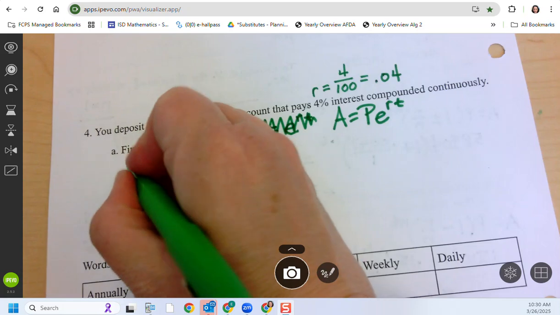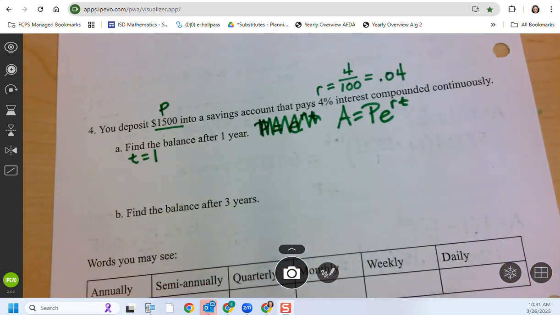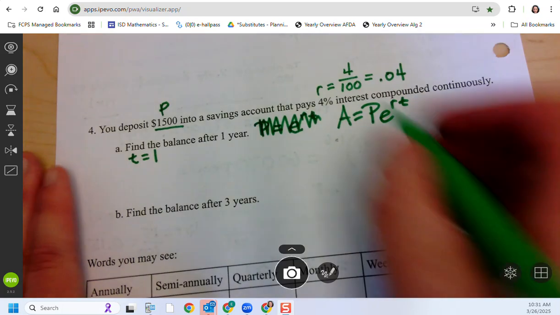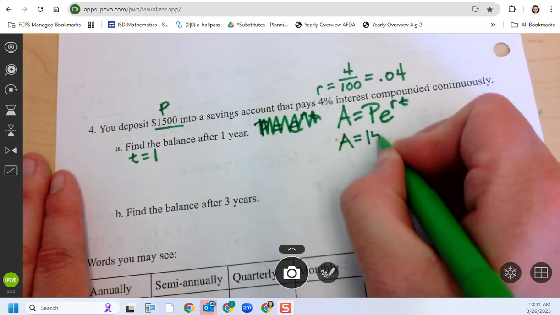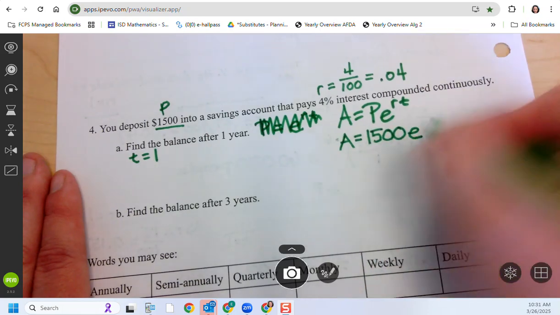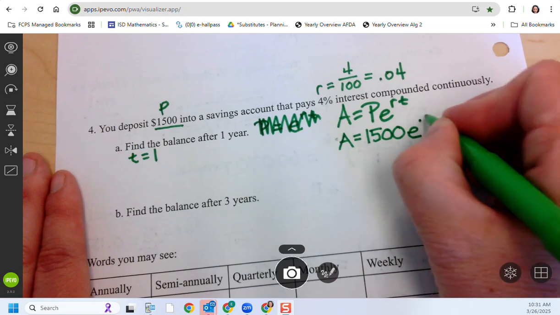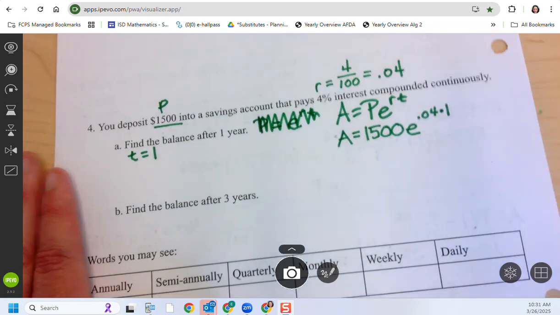I forgot to record, so I'm just going to say that part one more time. We substituted in for P, R, and T, and then we used the calculator, the button for E. So when we typed it in, we needed to find E, and I used the button here, second, and then LN.